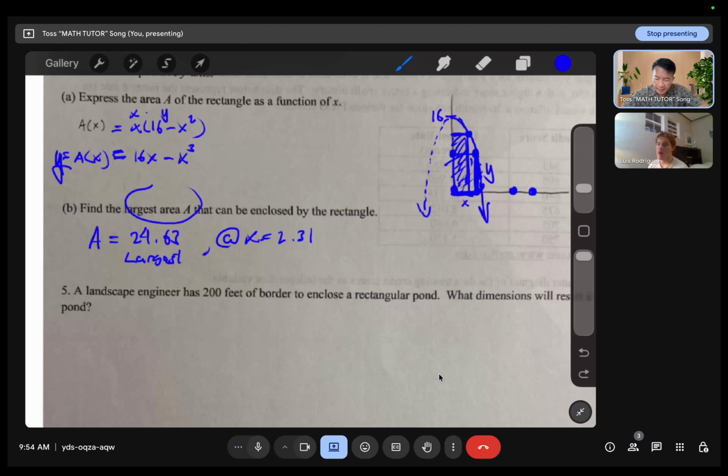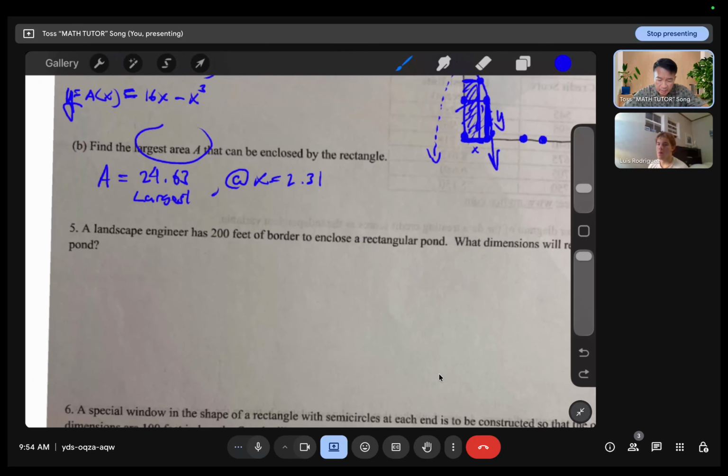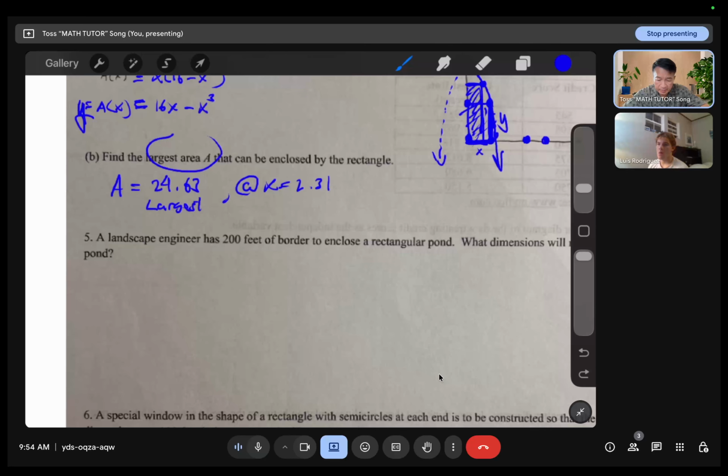Okay, number 5. A landscape engineer has 200 feet of border enclosing a rectangular pond.